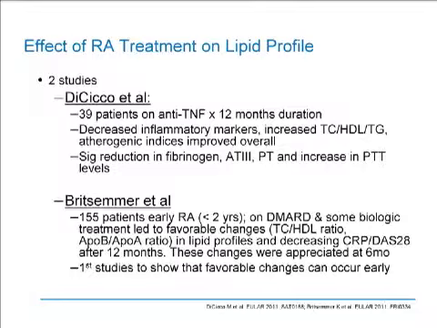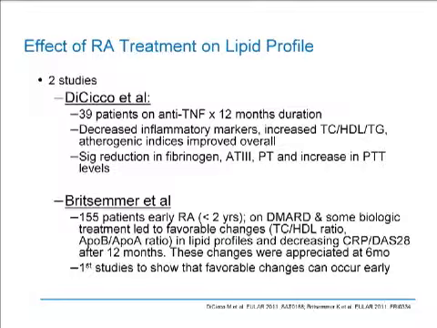The first study looked at a small cohort of 39 patients on anti-TNF therapy and watched them for over 12 months. And they showed a decrease in inflammatory markers, improved lipid profile in total cholesterol, HDL, and triglyceride, and the atherogenic indices improved overall. Interestingly, there was a significant reduction in other markers such as fibrinogen, AT3, PT, and an increase in PTT levels in this study.